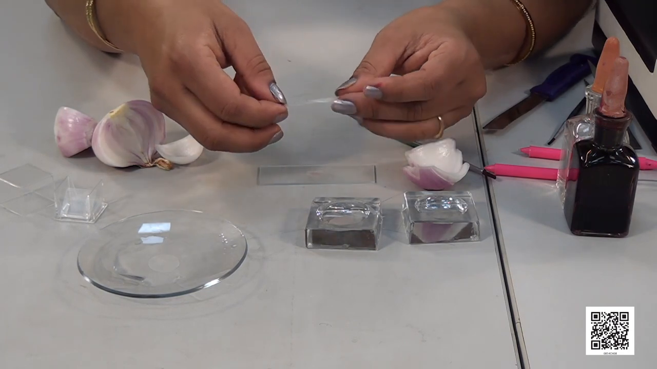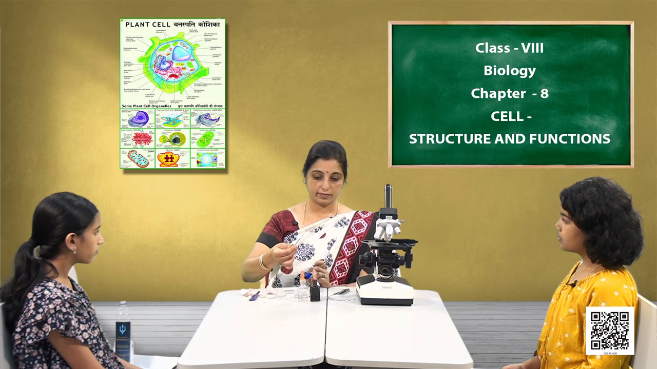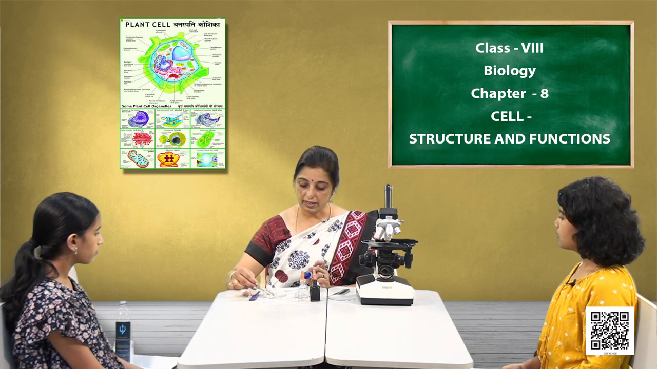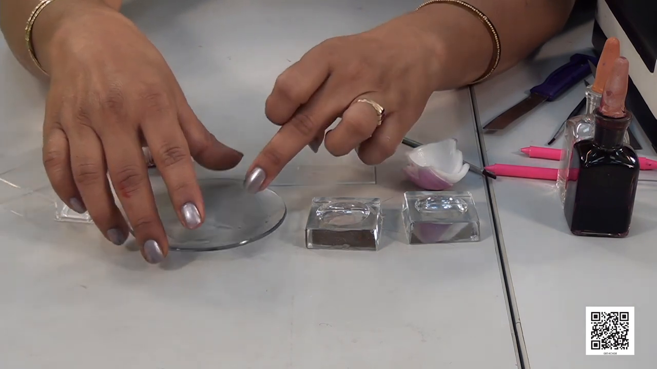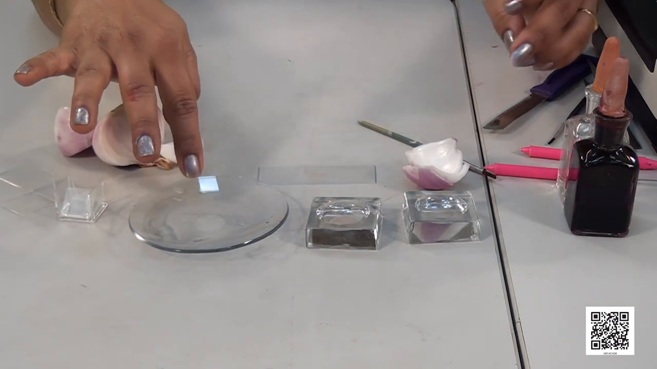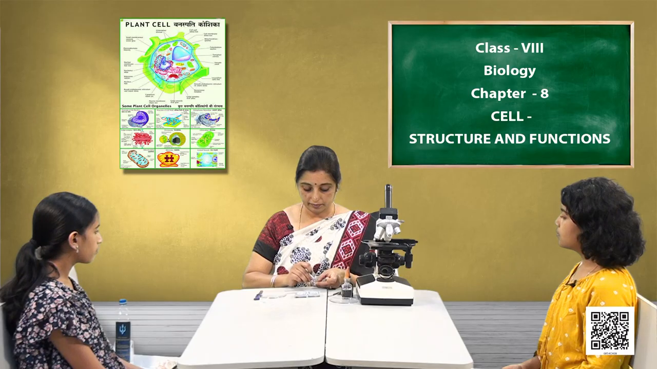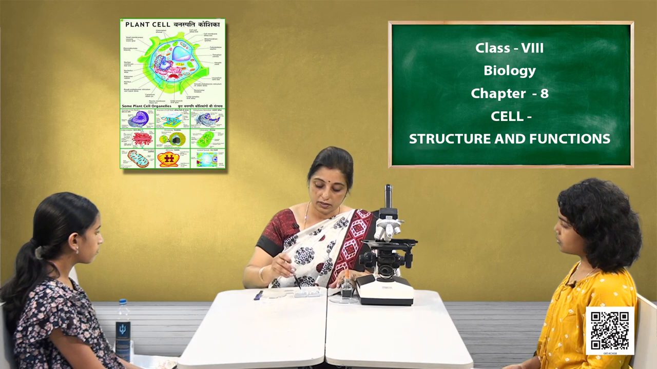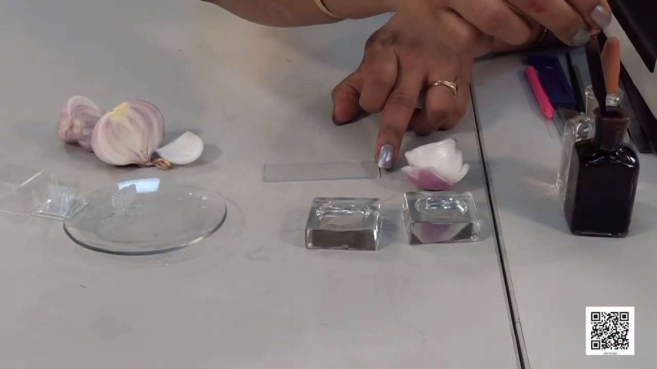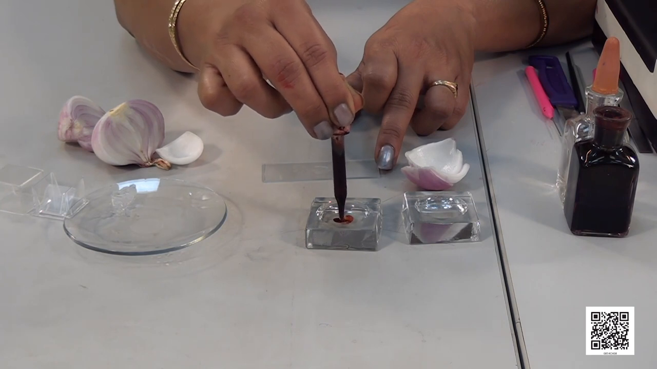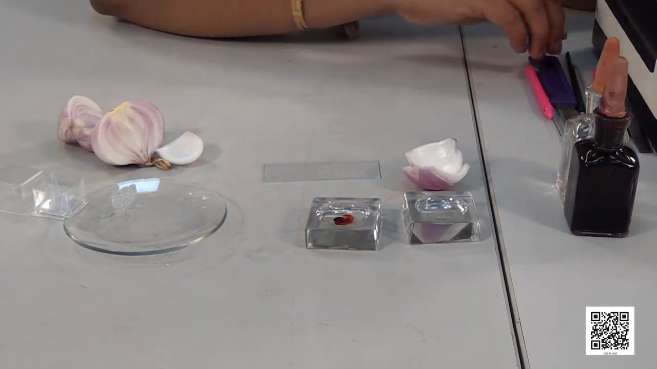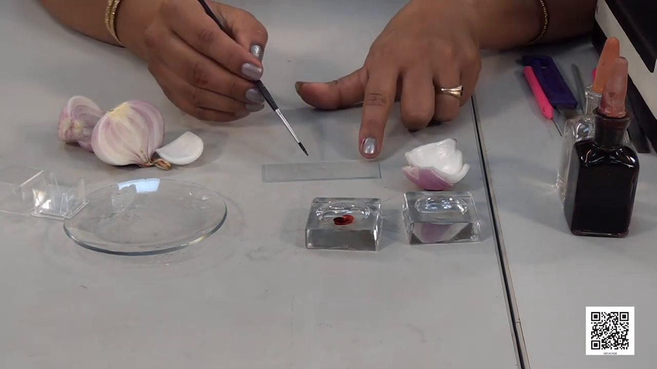Can you see this? Yes, ma'am. A peel can be of 2 to 3 millimeter square. We'll see that it doesn't get dehydrated. The moment you take the peel, we'll see that it is kept in water. I'm going to stain that peel in the safranin stain. So I'm going to transfer this peel in the stain.